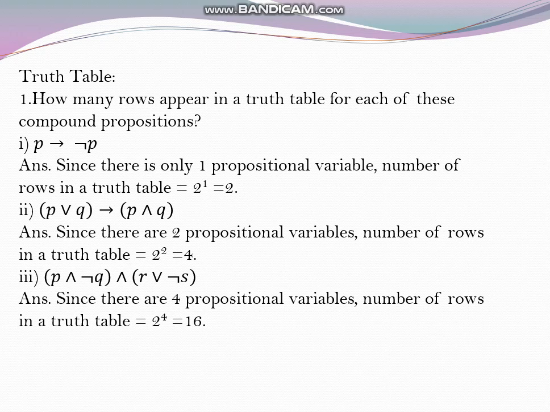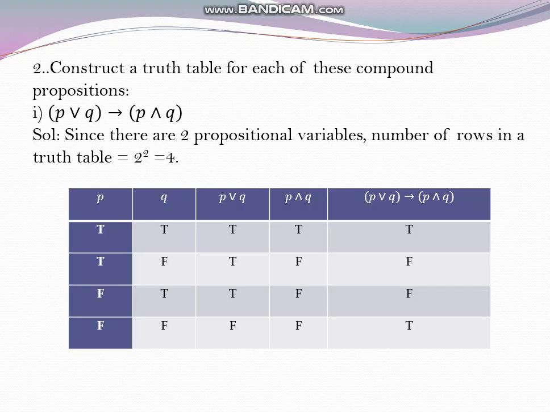Now let us see how we are going to construct the table. As we have already seen the truth tables for negation, conjunction, disjunction, implication and biimplication, we are going to use those facts here, and we are going to write the truth table for the compound statements. Now let us construct a truth table for each of these compound propositions.